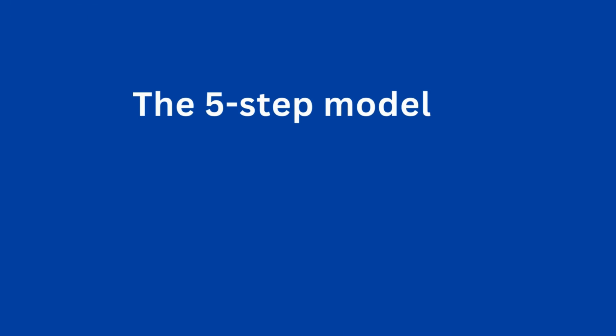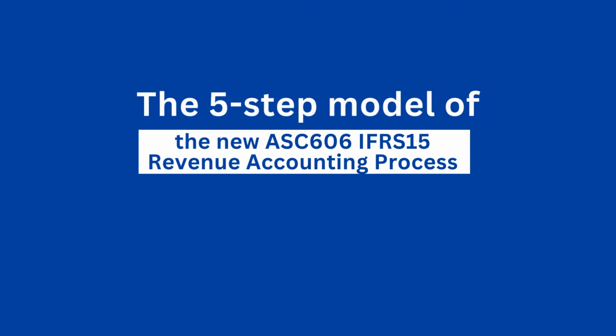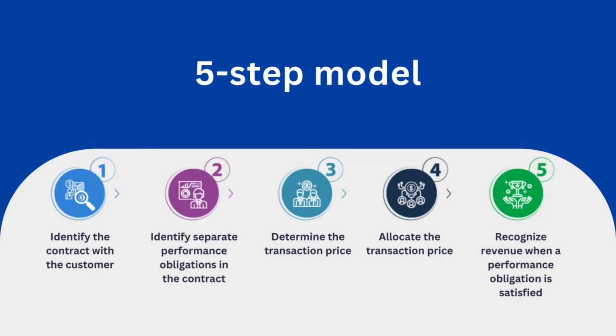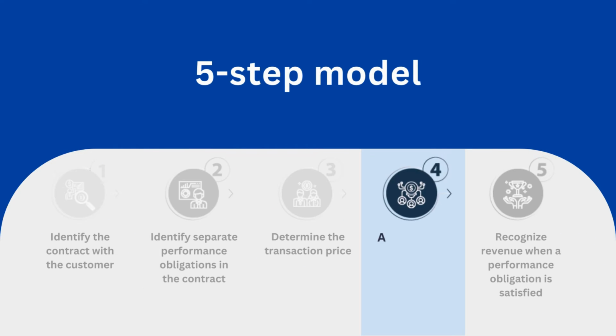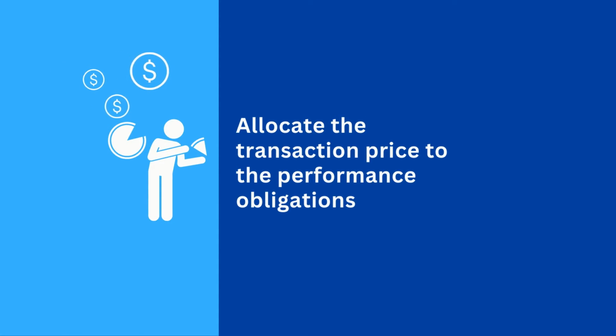Again, we're in the 5-step model of the new ASC 606 IFRS 15 revenue accounting process. We have 5 steps in the model, and today we are in step 4, allocate transaction price to the performance obligation. Now, if we take a step back, how do you exactly allocate the transaction price to the performance obligations?